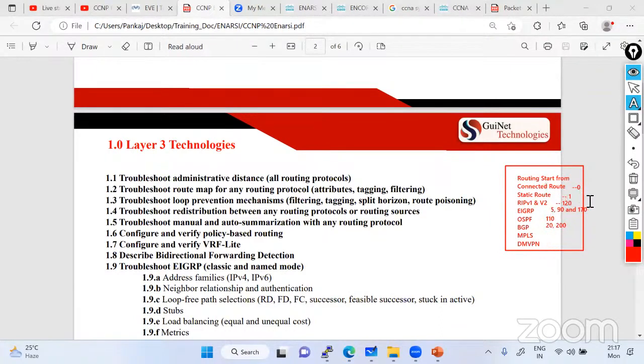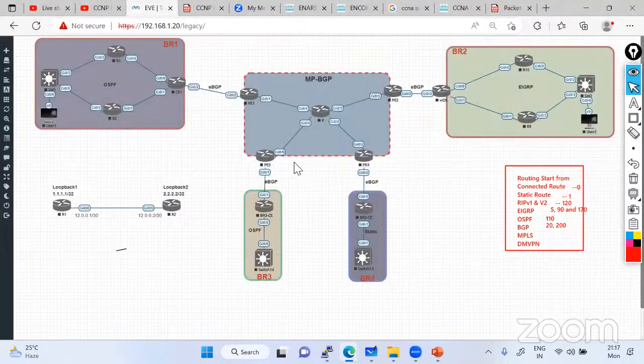But to understand how the AD value plays a vital role while doing routing configuration in my lab, we should know how routes can be manipulated based on the AD value, and how route selection can happen based on the AD value.